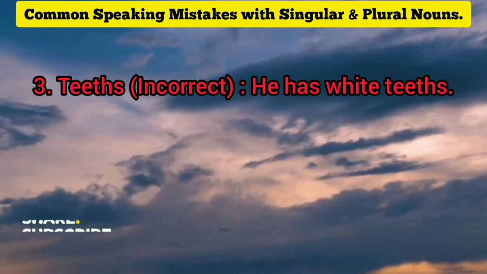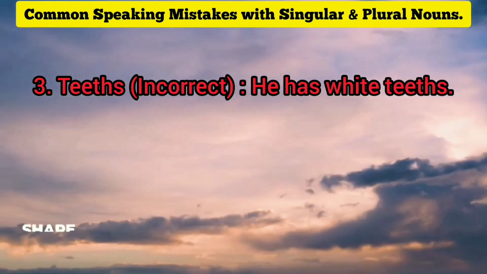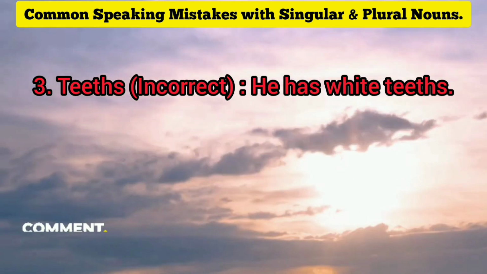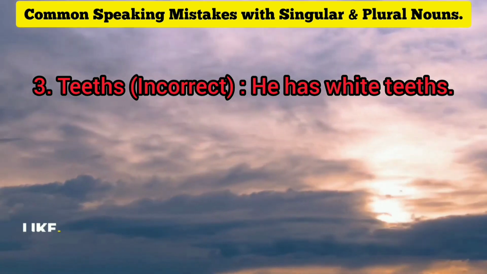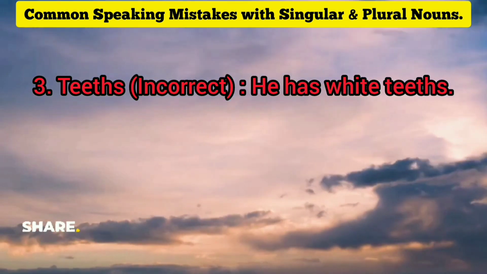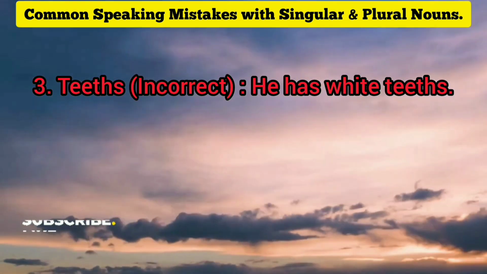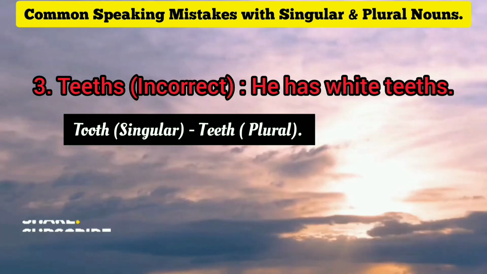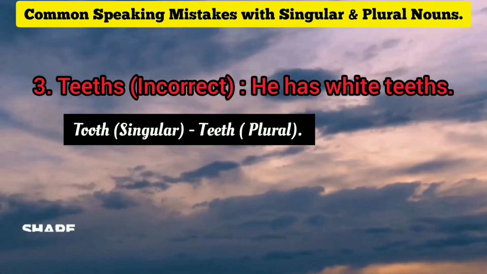This word is also commonly mistaken, and we use this term teeth quite often. It is also incorrect. As you see in the example, he has white teeth. It's totally wrong. Again, it's an irregular plural noun. It is already plural. Singular is tooth and plural is teeth.